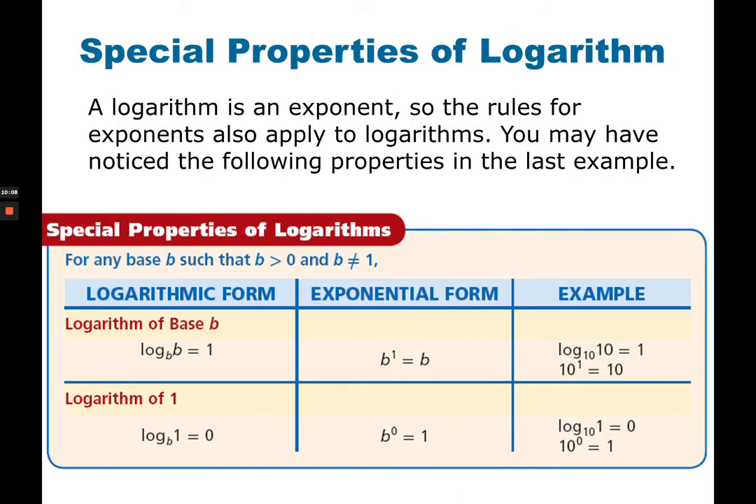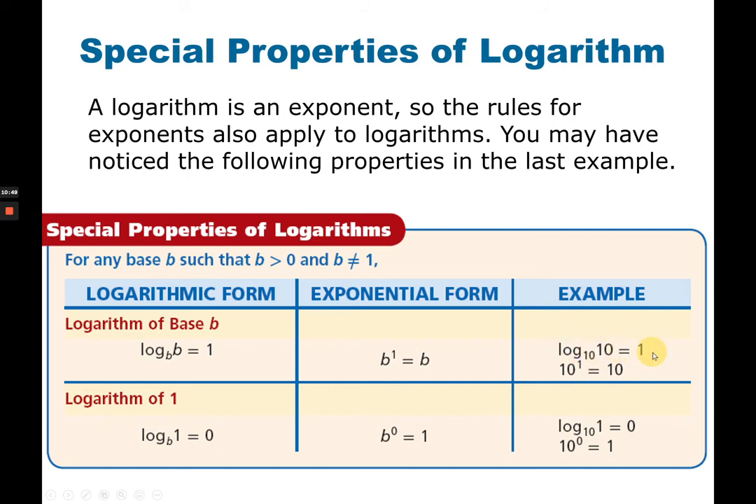Okay. Here are some special properties of logarithm. A logarithm is an exponent, so the rules for exponents also apply to logarithms. You may have noticed the following properties in the last example. For any base b such that b is greater than 0 and b is not equal to 1, logarithm base b of b is equal to 1. Of course. How does b become b? Nothing has changed. The exponent is 1. Here's your example. Logarithm base 10 of 10 is equal to 1. 10 raised to 1 is equal to 10.